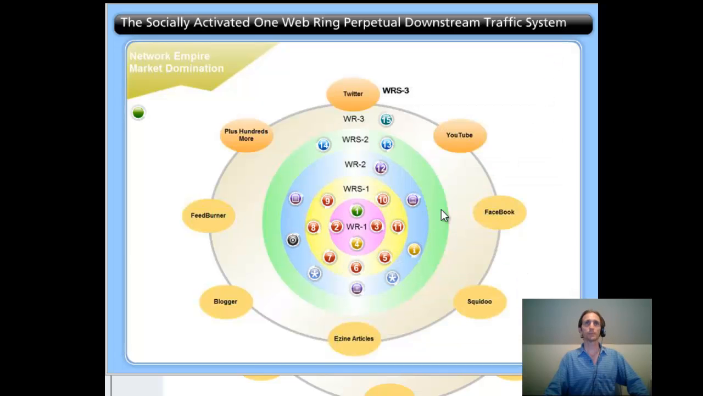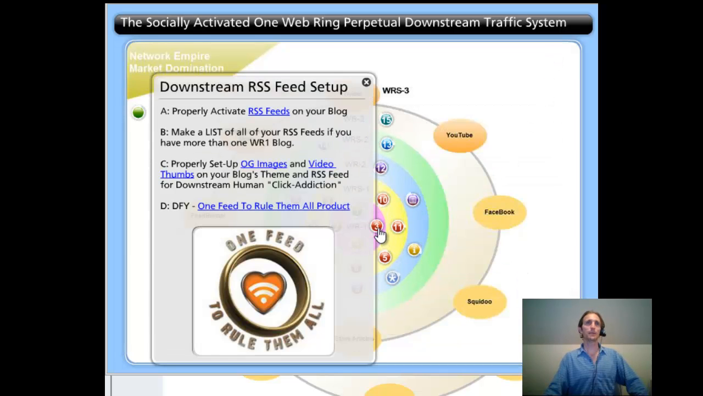So, okay. Step 3 is downstream RSS feed setup. Once you have that done with one or more blogs in your primary WR1, or your web ring number 1, you're ready to start organizing your RSS feeds. You need to properly activate your RSS feeds on your blog. You need to make a list of all of your RSS feeds if you have more than one blog. Okay, and then you're going to need to properly set up your open graph images and your video thumbs on your blog's theme and RSS feed for downstream human click addiction.